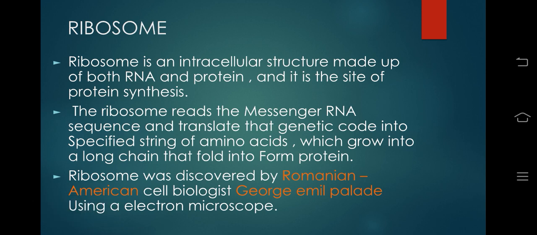A ribosome is an intracellular structure made up of both RNA and protein, and it is the site of protein synthesis. The ribosome reads the messenger RNA sequence and translates that genetic code into a specified string of amino acids, which grow into a long chain that folds to form a protein. Ribosomes were discovered by George Emil Palade, a Romanian-American cell biologist, using an electron microscope.